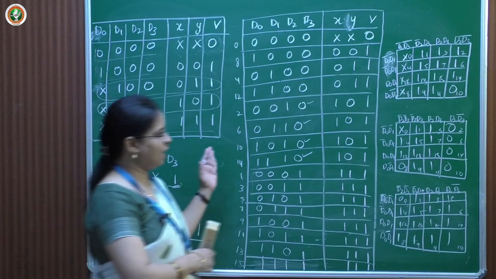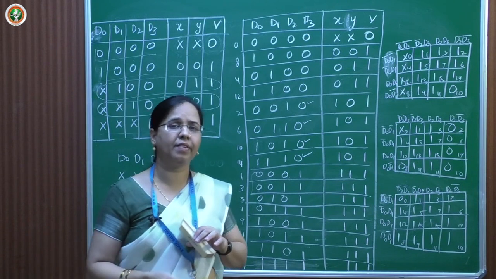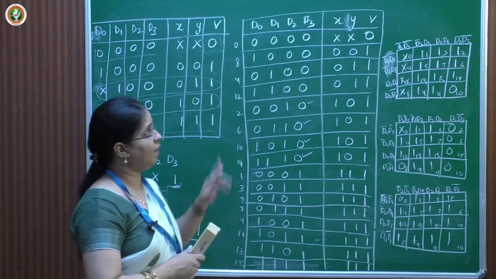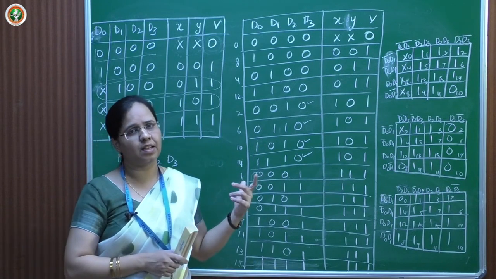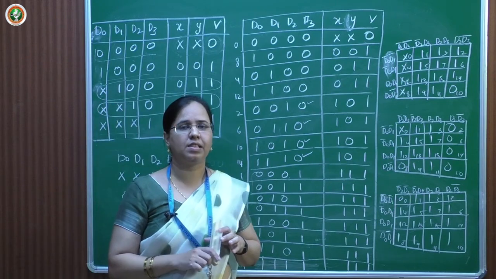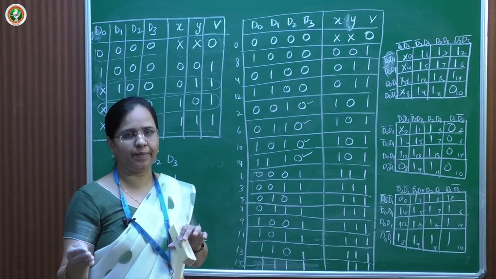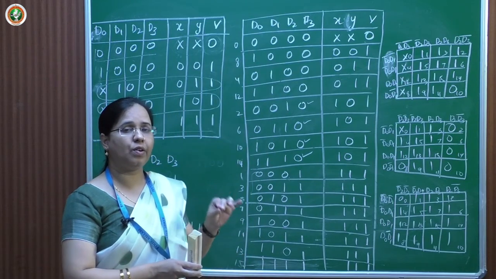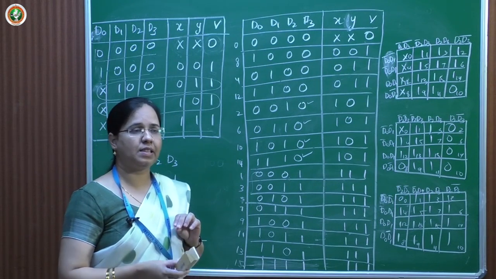Once I have arrived at the enlarged truth table, what do I have to do now? I have to obtain the simplified Boolean expression for the output variables. How many output variables do we have? X, Y, and V. And we have 4 inputs, so I have to construct a 4 variable K-map. Till now, whatever K-map we have constructed, we have taken the input variables as A, B, C, D. But in this case, they have given the inputs in the question as D0, D1, D2 and D3. So even the 4 variable K-map has to be constructed with the help of these 4 input variables.